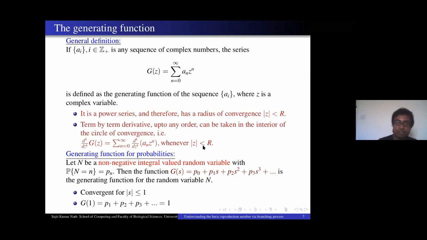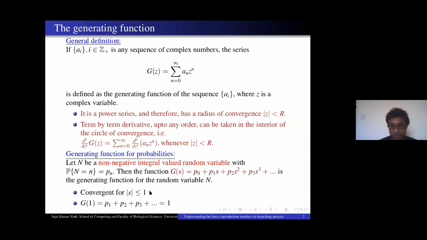And this definition of the generating function can be applied to probability distributions as well. Now we have the sequence as the probability of getting n particles, denoted as small pn, and we can define the corresponding generating function g(s) as p0 plus p1 s plus p2 s square, and so on. This series is called the generating function for this probability distribution, and it is very easy to calculate that it has the circle of convergence where mod s is less than or equal to 1.